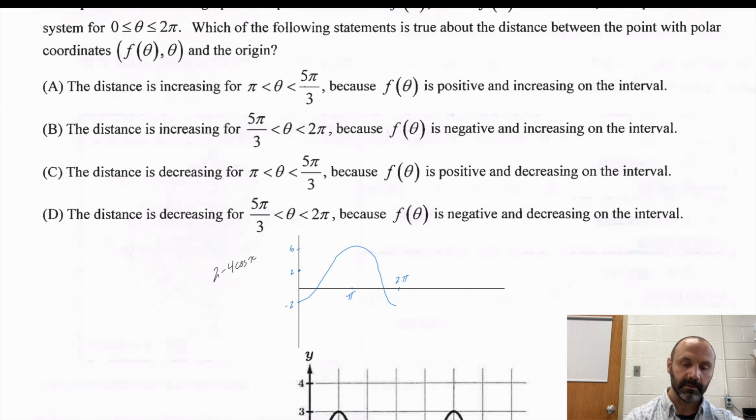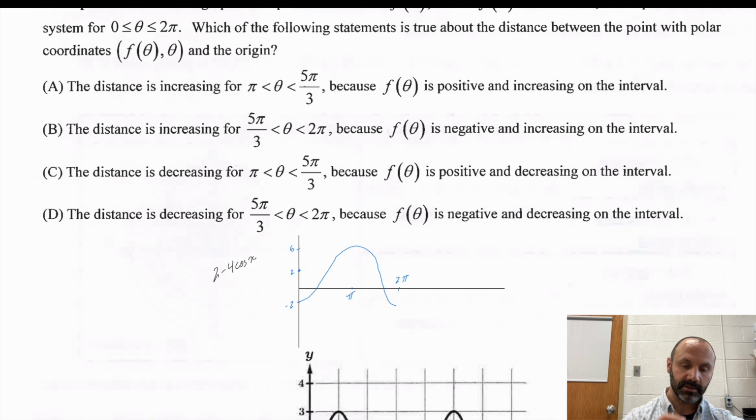So A is out. B, the distance from 5 pi over 3 to 2 pi is increasing because it's negative and increasing on the interval. So it is negative, but it's not increasing. It's negative and it's going down, which we call decreasing in this case.